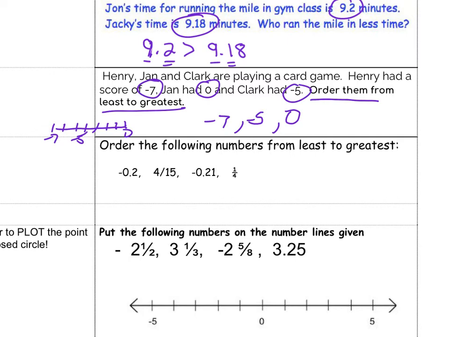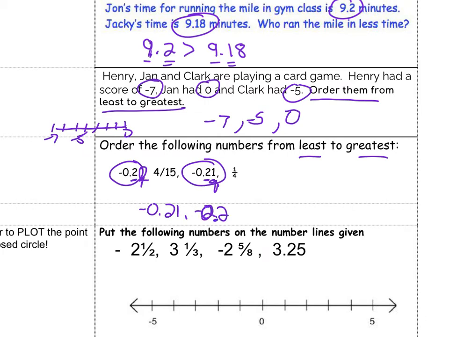All right, so here it says from least to greatest again. So I'm going to find my negatives first. They both have 2 in common, but then this one would have like a 0 compared to this one. So the negative 0.21 is further away from 0. So that is going to be less than negative 0.2.